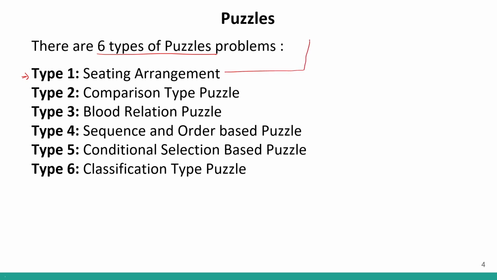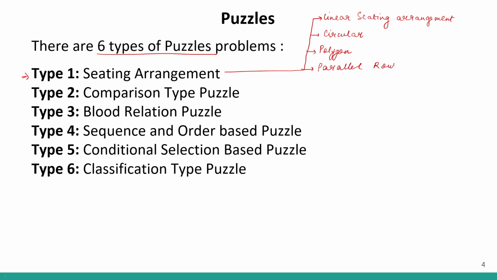In seating arrangement, basically you can get 4 types of puzzles. First is your linear seating arrangement. The second one is called your circular seating arrangement. The third one is called your polygon based seating arrangement. And the fourth one is called your parallel rows seating arrangement.